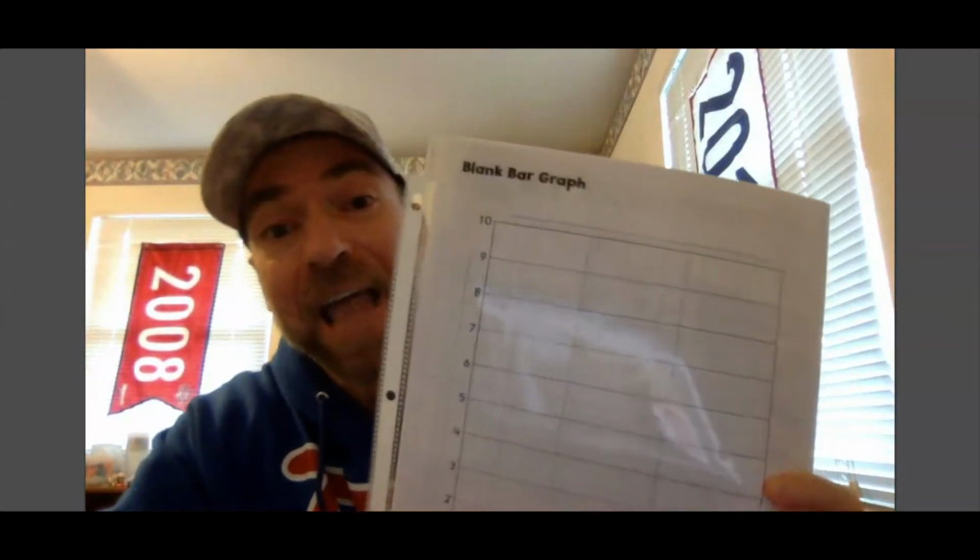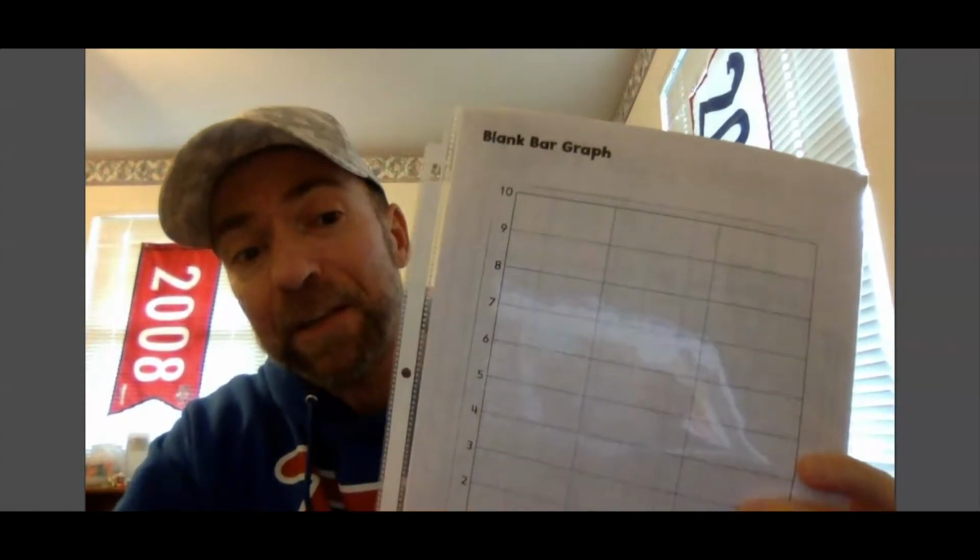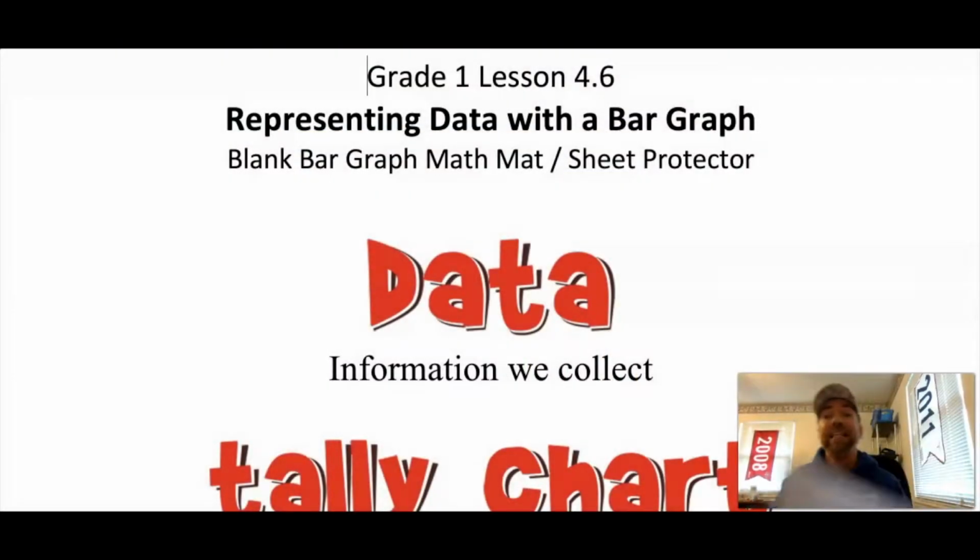So let's get started as I shrink myself into the corner. Today, we are going to be doing grade 1, lesson 4.6, representing data with a bar graph. So today you will need your blank bar graph MathMat with your sheet protector. Of course, you'll need your marker.